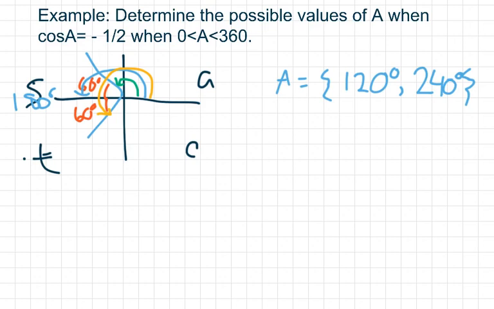Okay. So that's all the examples I have for you today. So I hope that this helped you to better understand how we can use the CAST rule to solve these simple problems. Thank you.